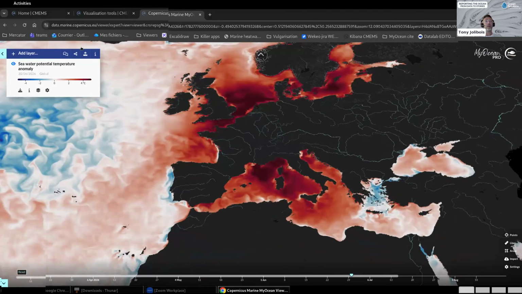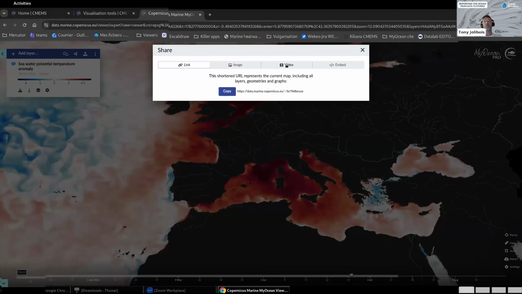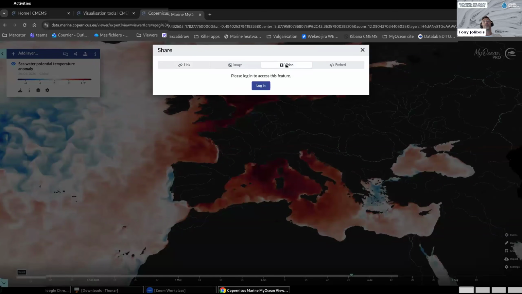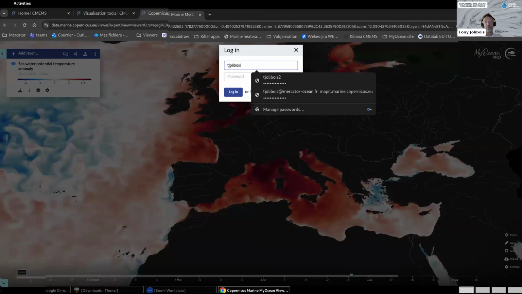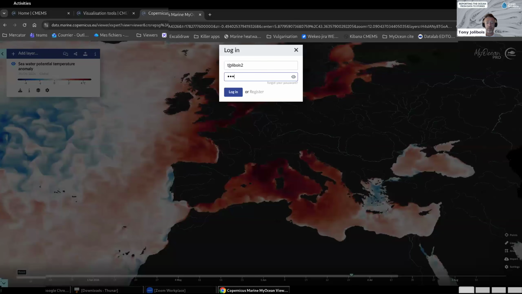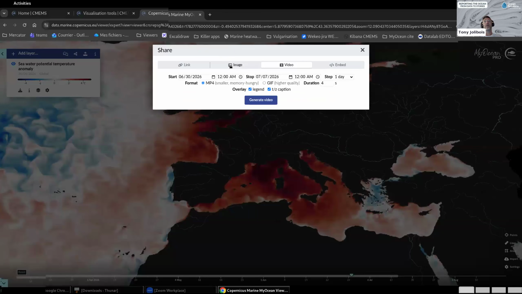So here, with this share button, you can also access the temporal animation. To access this feature, you need to be logged in. So you have to register and be logged in here. The registration is free, so no problem with that.